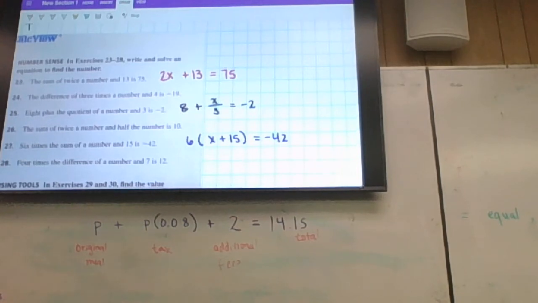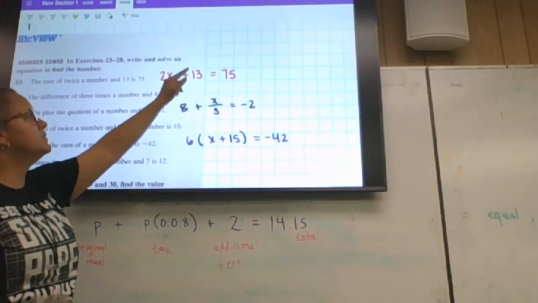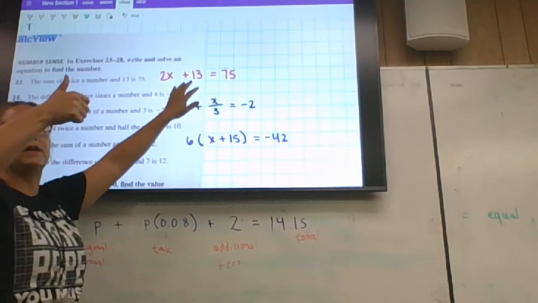Okay, so I have the work shown for you, not just the answers. Answer any questions you might have. I know you guys have done this before this year. Sum is addition. I hope when you read it, you remembered. The sum of twice a number and 13 is 75. Now, if you switch these, it's okay. Thumbs up if you're able to write the equation.